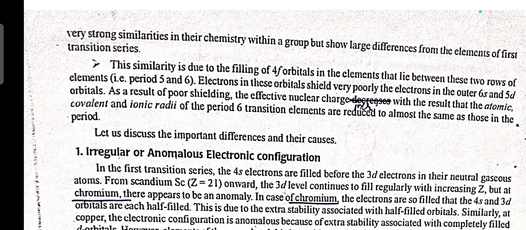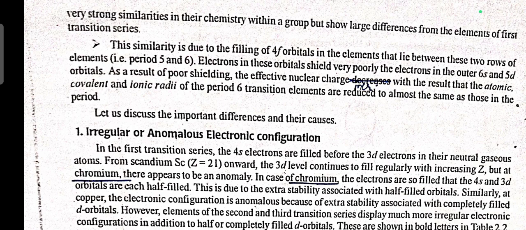Period 5 and 6. Electrons in these orbitals shield very poorly the electrons in the outer 6s and 5d orbitals. As a result of poor shielding, the effective nuclear charge increases with the result that the atomic, covalent and ionic radii of period 6 transition elements are reduced to almost the same as those in period 5. Let us discuss the important differences and the cause.